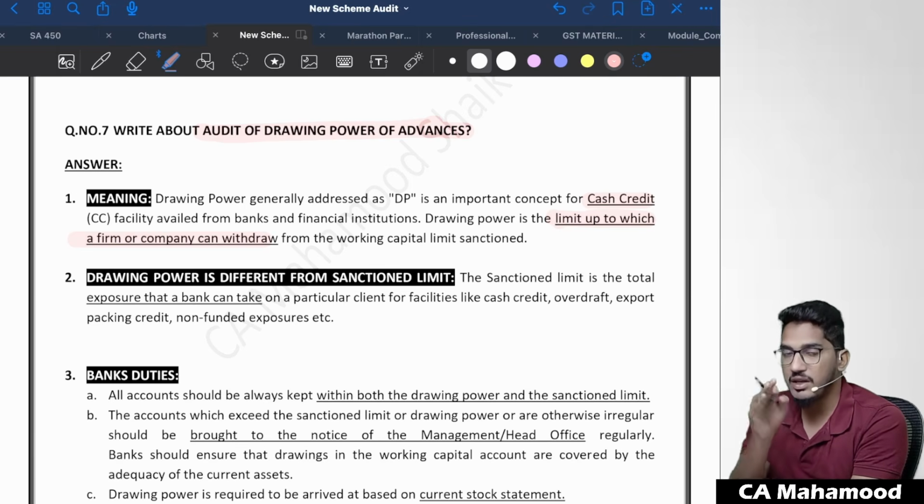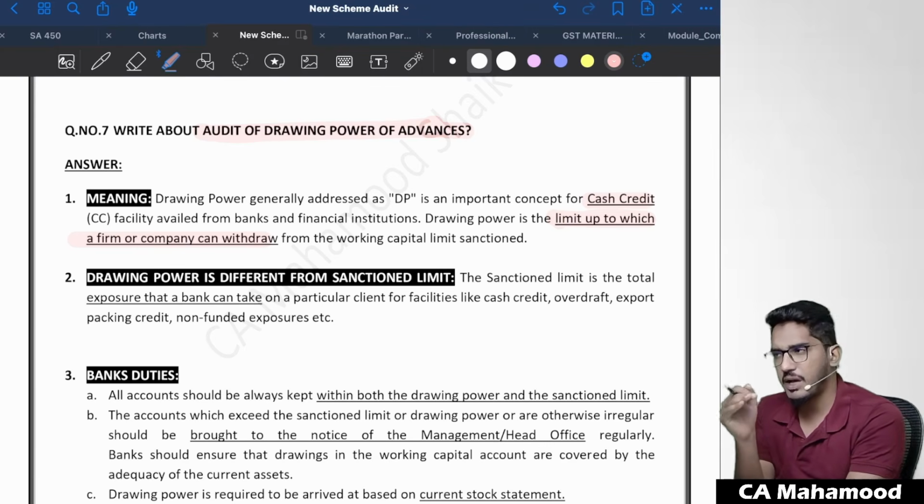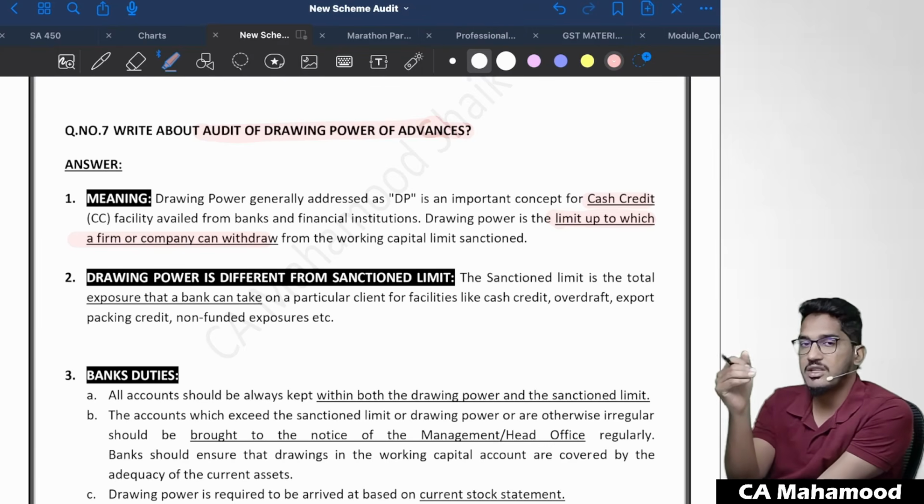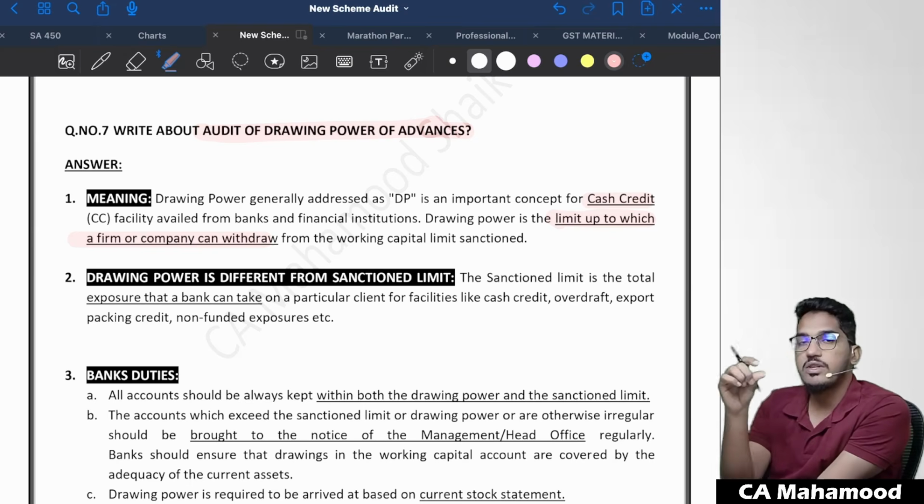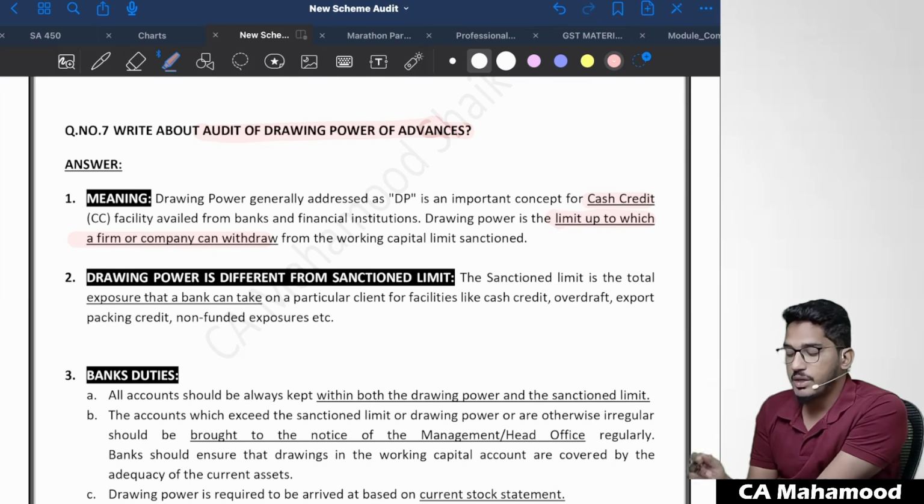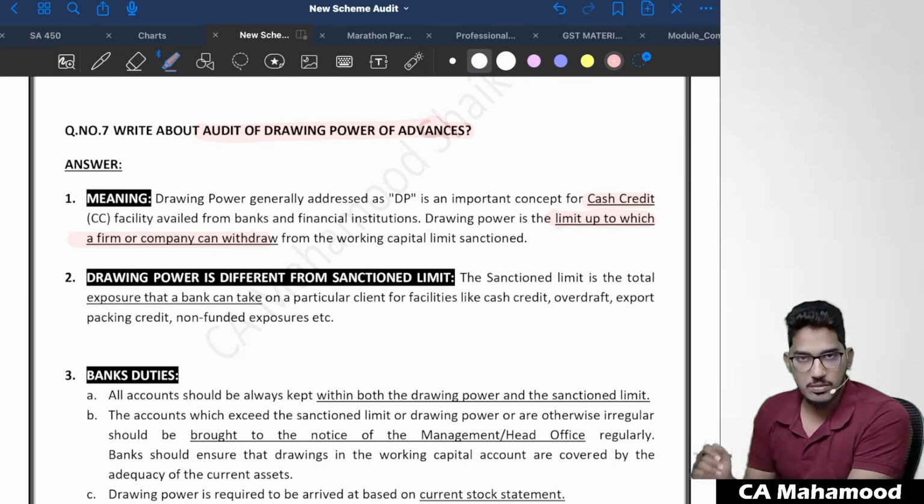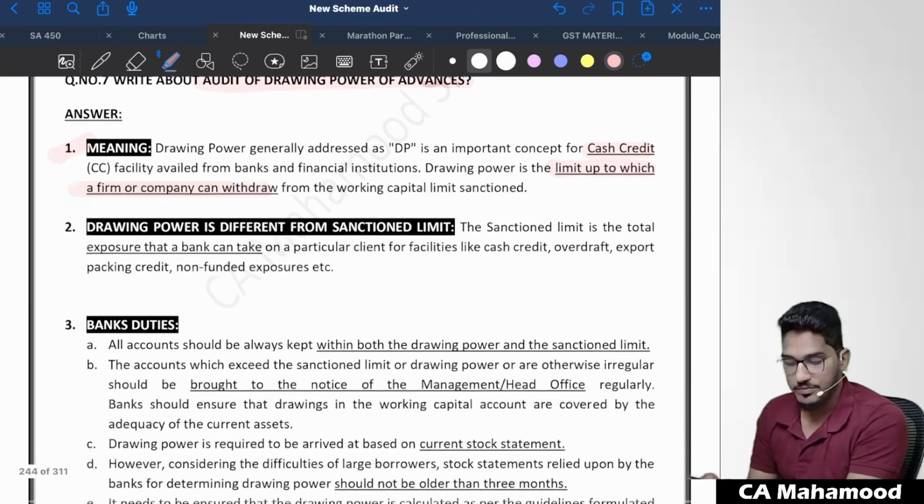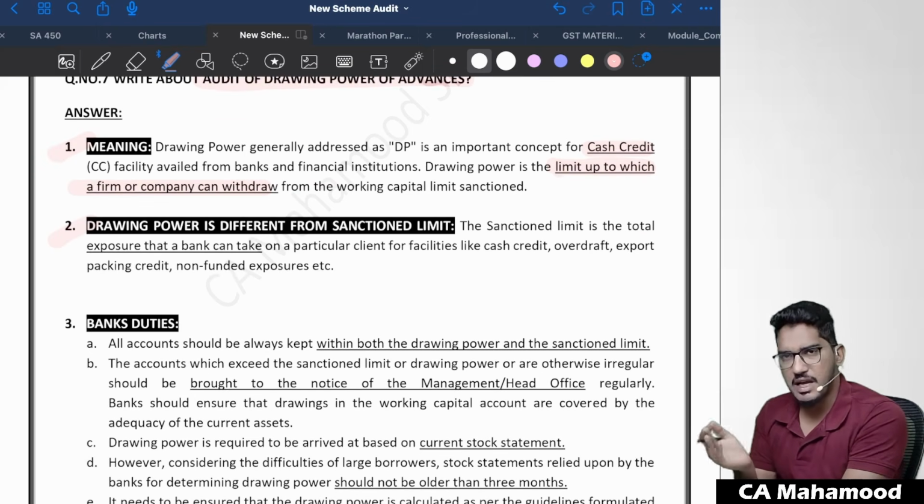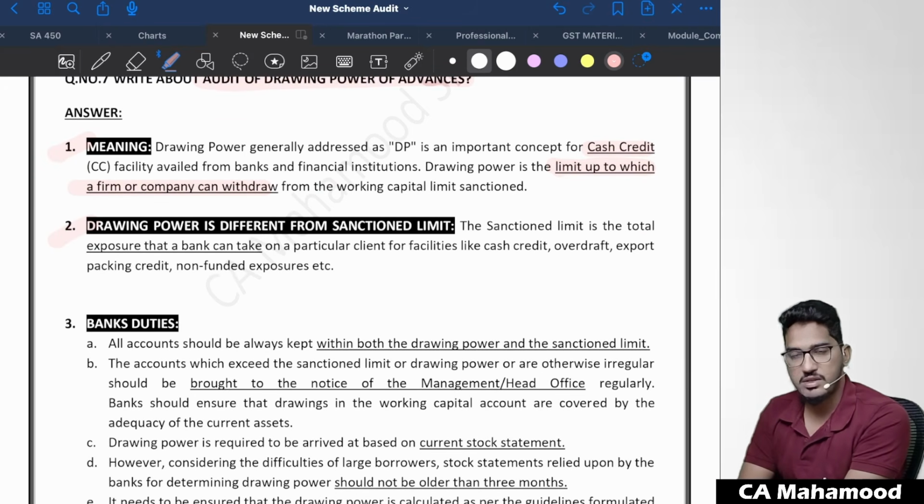They will sanction you the limit, and below that limit, generally most of the banks today keep the drawing power equal to the sanction limit, but some banks will even keep it below the sanctioned limit, at a certain other amount, which we call drawing power, which is the limit up to which you can maximum withdraw the money. So that we call a drawing power. And drawing power is different from sanction limit. Sanction limit is different, drawing power is different.